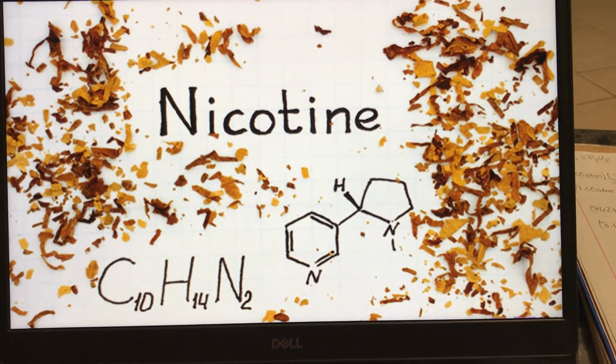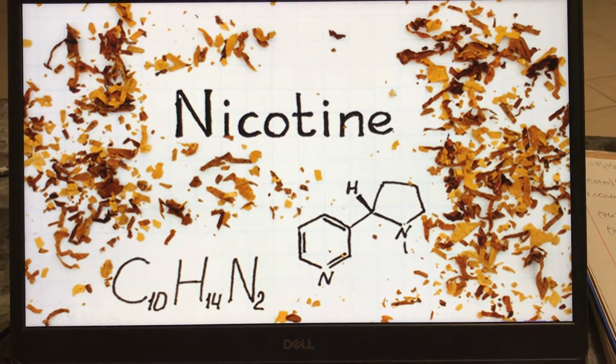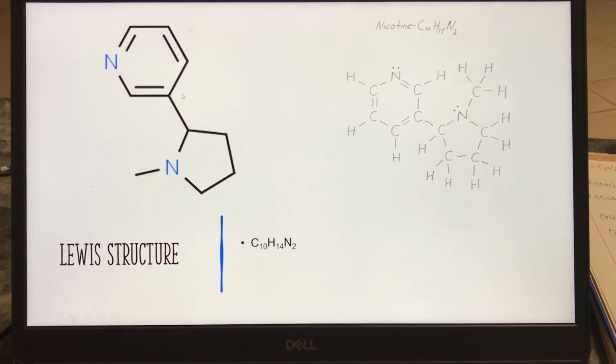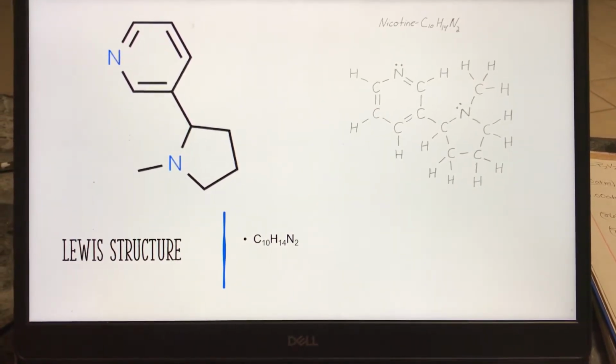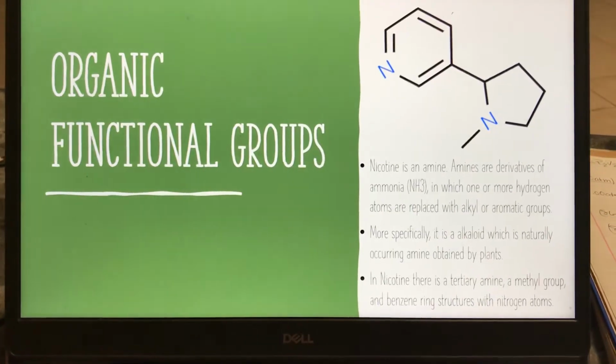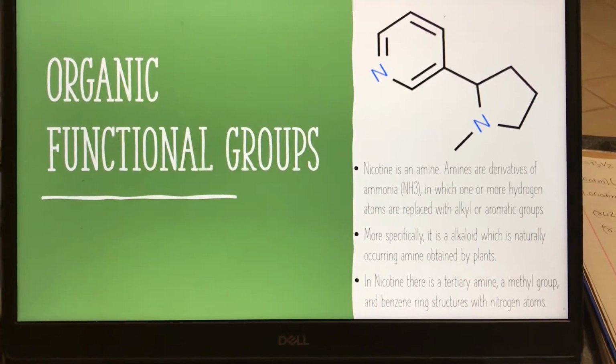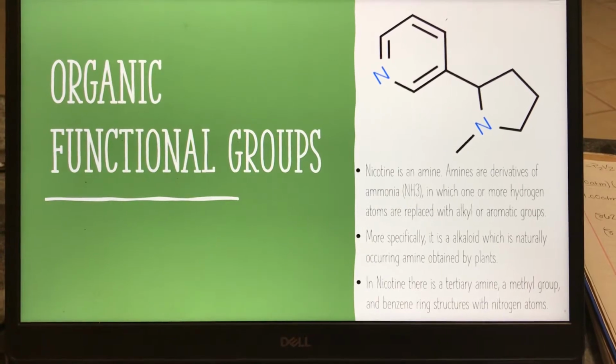So my molecule is nicotine. In nicotine, there is this Lewis structure where it has 10 carbons, 14 hydrogen, and 2 nitrogen. The organic functional groups of nicotine. Nicotine is actually an amine.